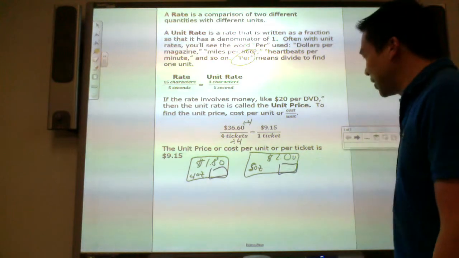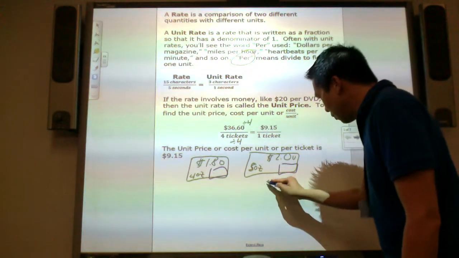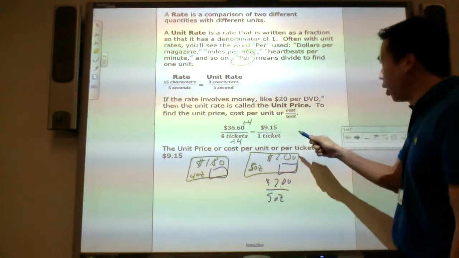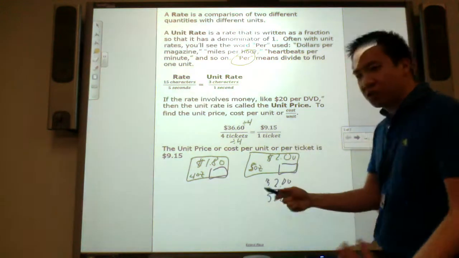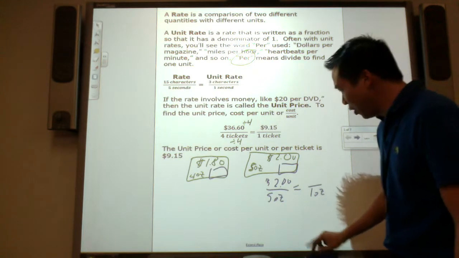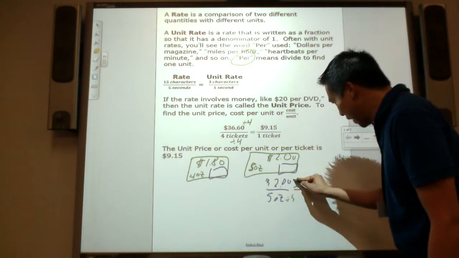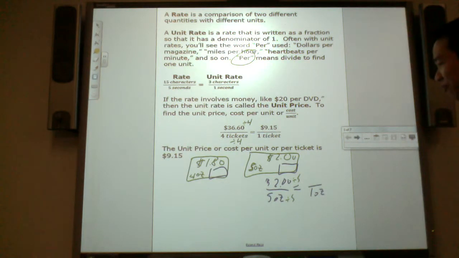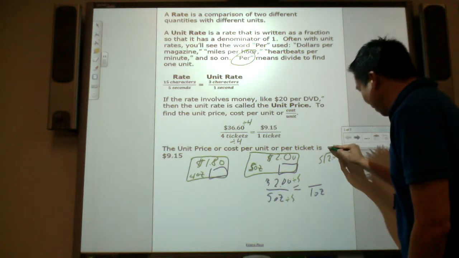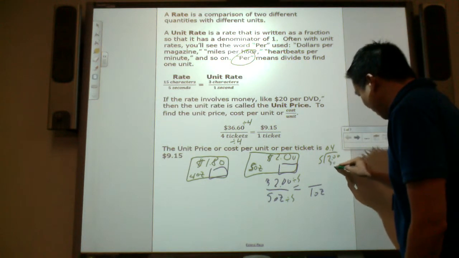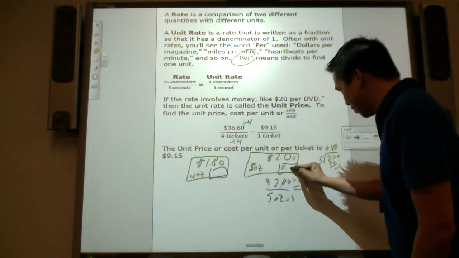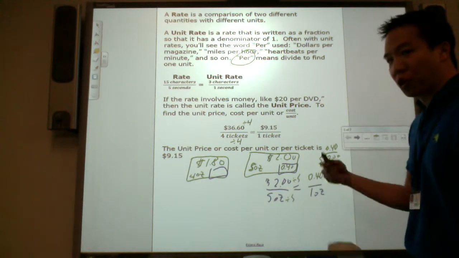So, for example, if I spent $2 for 5 ounces, what is the cost per ounce? Oh, per. Divide. Cost. Unit price. So, I want to know how much it costs for 1 ounce. I divide by 5. How many 5s go into $2? $2 divided by 5 is 40 cents. So it costs 40 cents for every ounce, or per ounce.